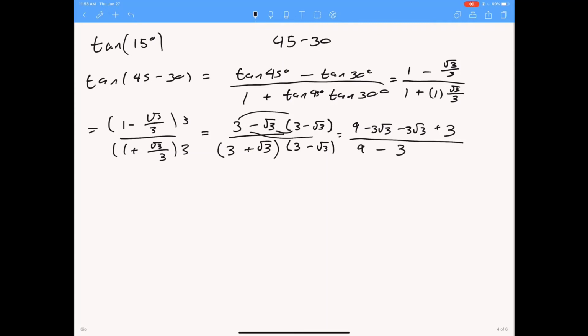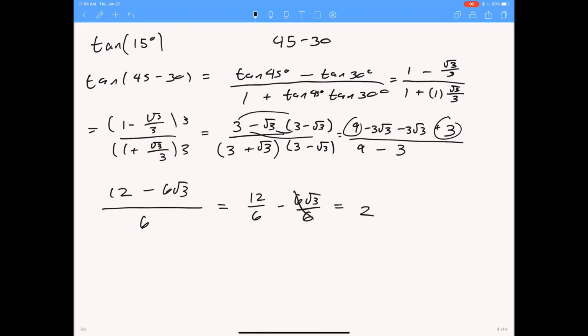Now to combine like terms, we have a 9 and a 3, so we can add those to get 12. Negative 3 root 3 minus 3 root 3 would be negative 6 root 3. And our denominator is 9 minus 3, which is just 6. We can split this up into 12 over 6 minus 6 root 3 over 6. 12 over 6 is 2. We can see the 6's cancel out here, and we're just left with the root 3. So our final answer is 2 minus root 3.